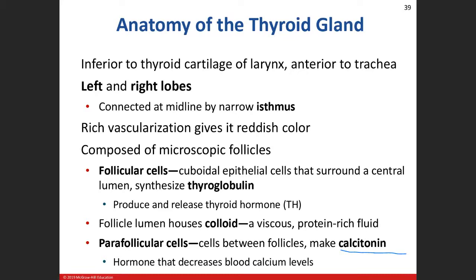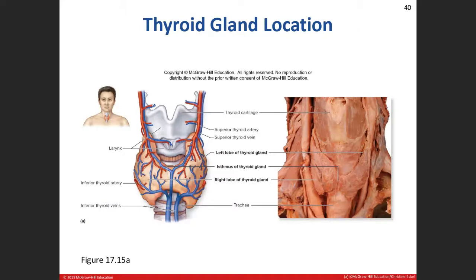So when your blood calcium levels increase, the parafollicular cells are going to release that calcitonin, and that's going to help to lower, and we'll talk about this in a couple slides, your blood calcium levels. And we already went over this in 210, but I'll go over it again with you.